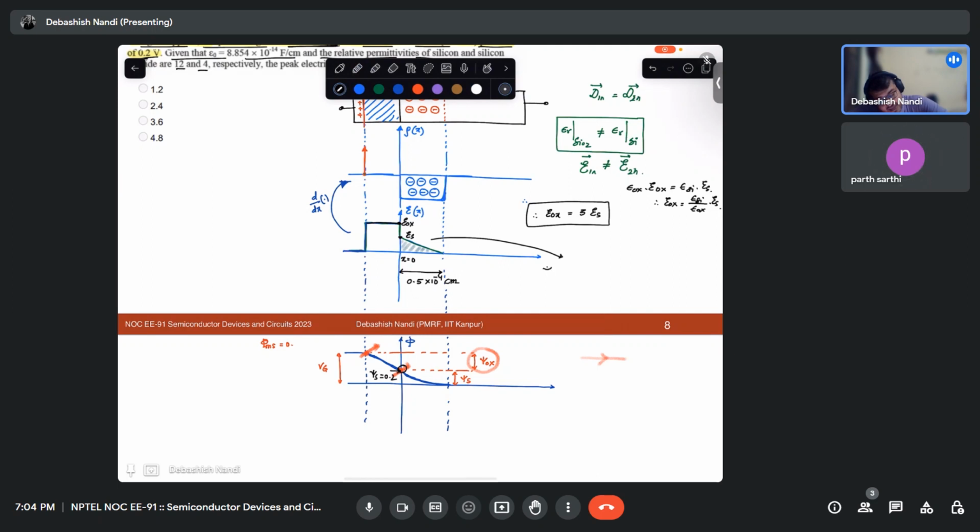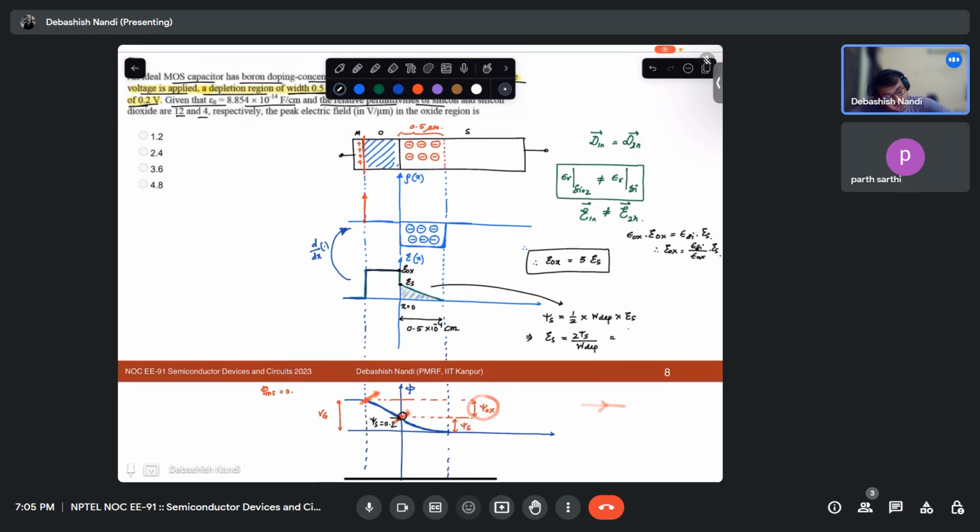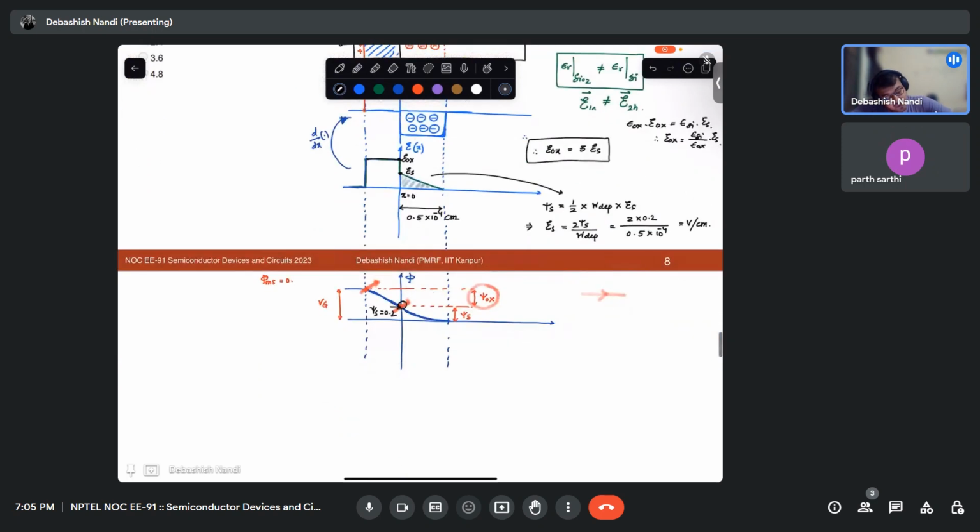can I write that my psi s is equal to area under this curve? Yes, sir. W depth times ES over 2. So my ES would be 2 psi s over W depth. So 2 psi s is 2 times 0.2 and W depth is 0.5 times 10 to the power minus 4, and this will be in volt per centimeter, right?